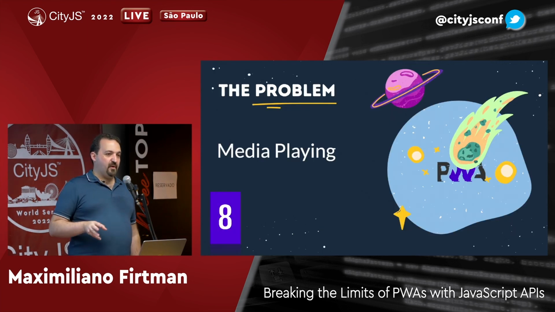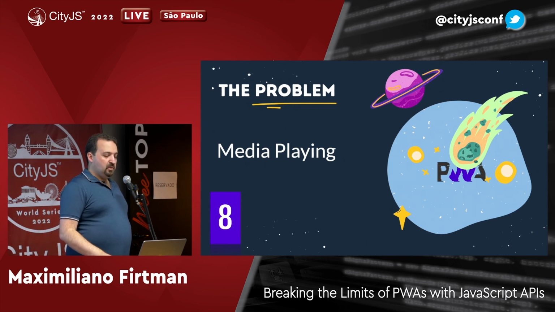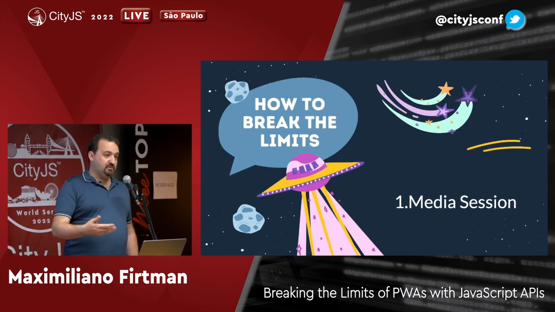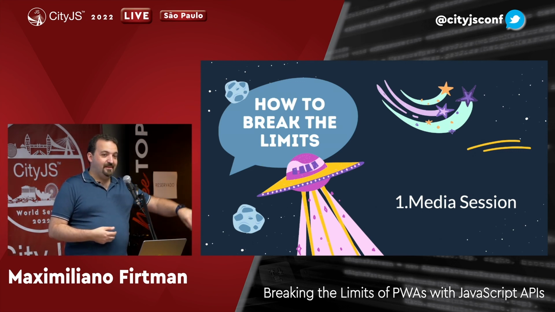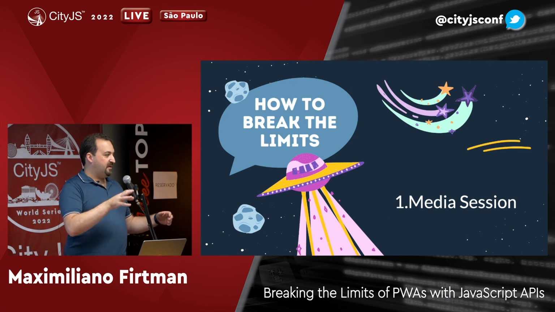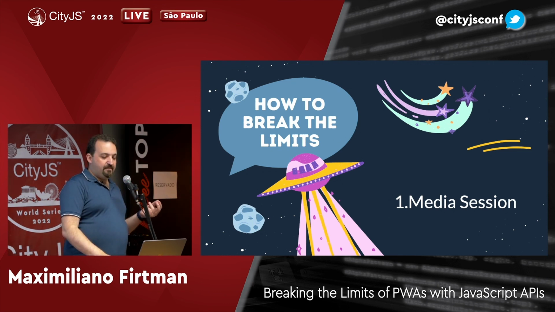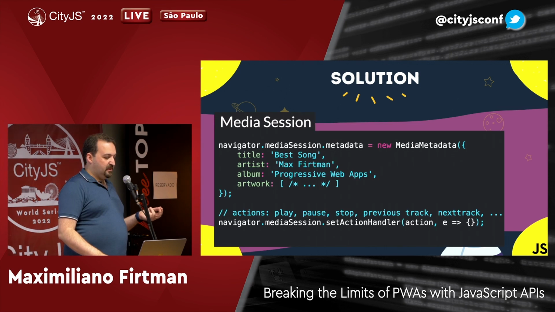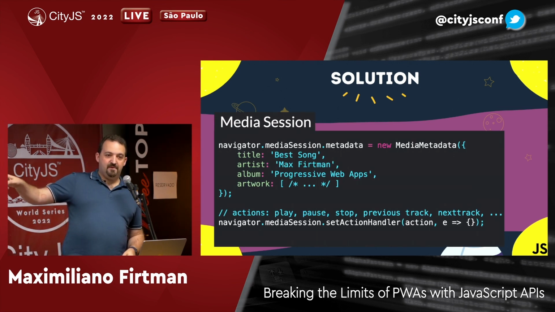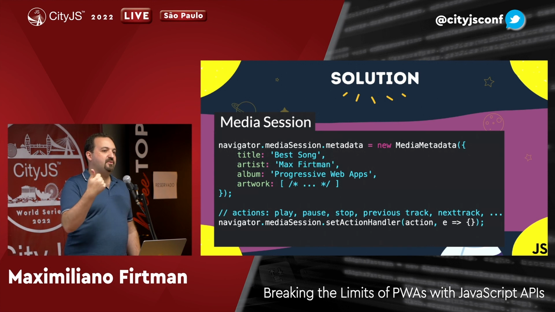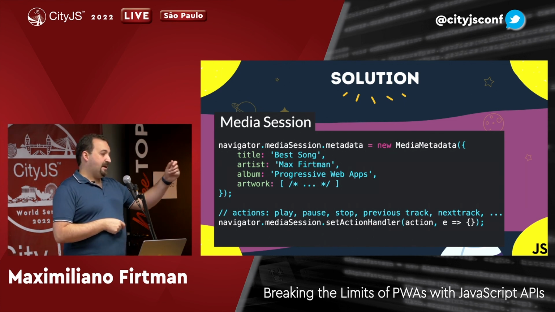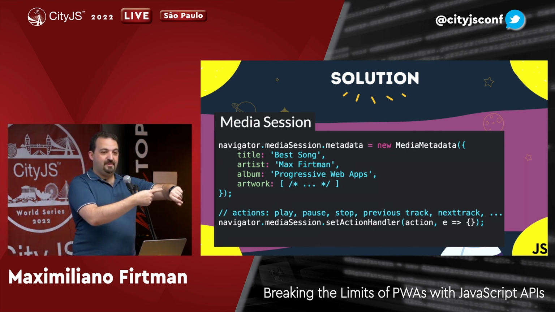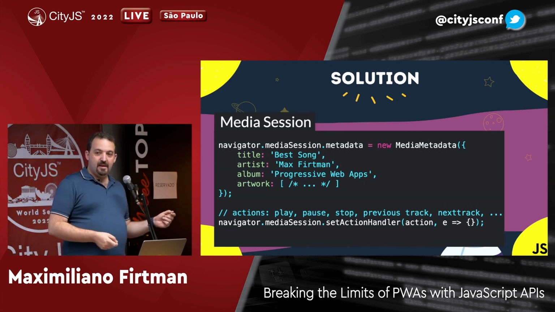The last one that I have for you today is media playing. When you're playing media today, video or audio, you want to integrate with the watch, the Apple TV, the phone lock screen. So today you have Media Session. With Media Session, you can set the metadata for the current playing media, like what you are playing, the name of the singer, the artist, the album. You can pass artwork images. And if you have an iPhone with an Apple Watch, you will see that image there, even if it's a PWA.